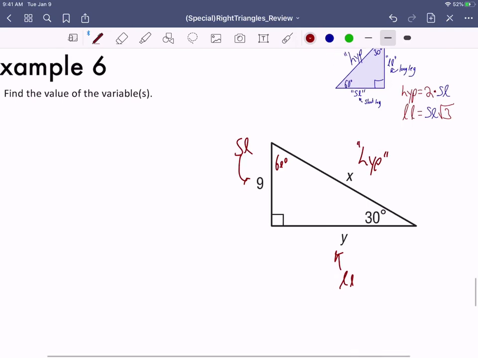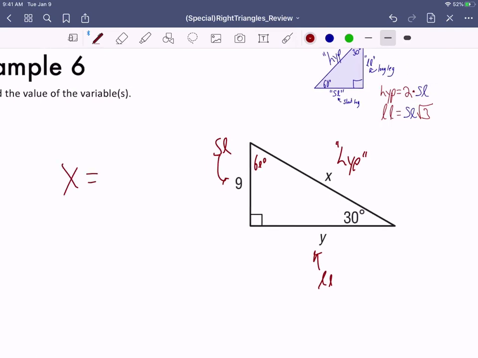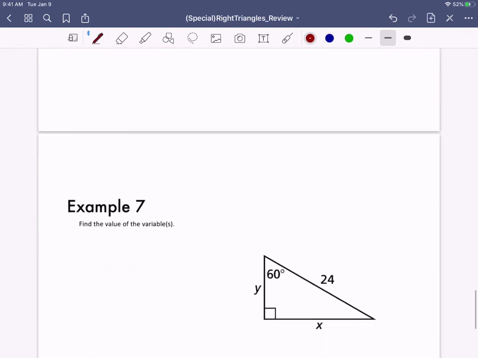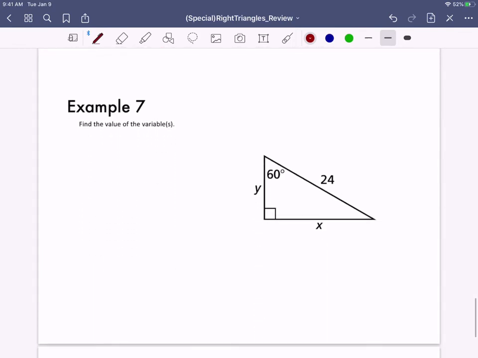And since we know the short leg, we know that x, our height, is going to equal double, 2 times 9, x equals 18. You can even write that right on the diagram. And we know the long leg, y, is going to equal our short leg, 9 times the square root of 3. And that's it. So got that one, you got that one, equals 9 root 3. All right. Moving on. We're getting close here, kids.